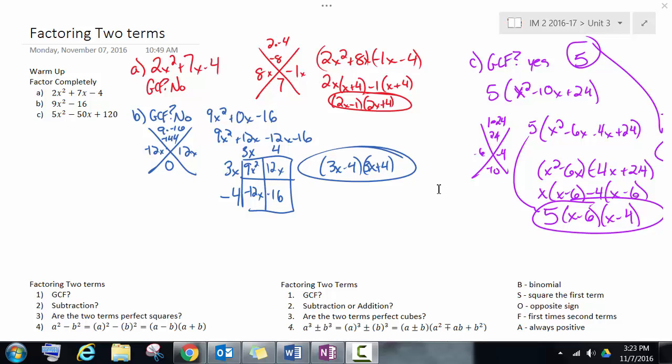Alright, we're going to look at factoring two terms. We've done four terms with grouping, three terms with the diamond problem, and then grouping. Now we're going to look at two terms. First, let's do some warm-ups and a little bit of review.